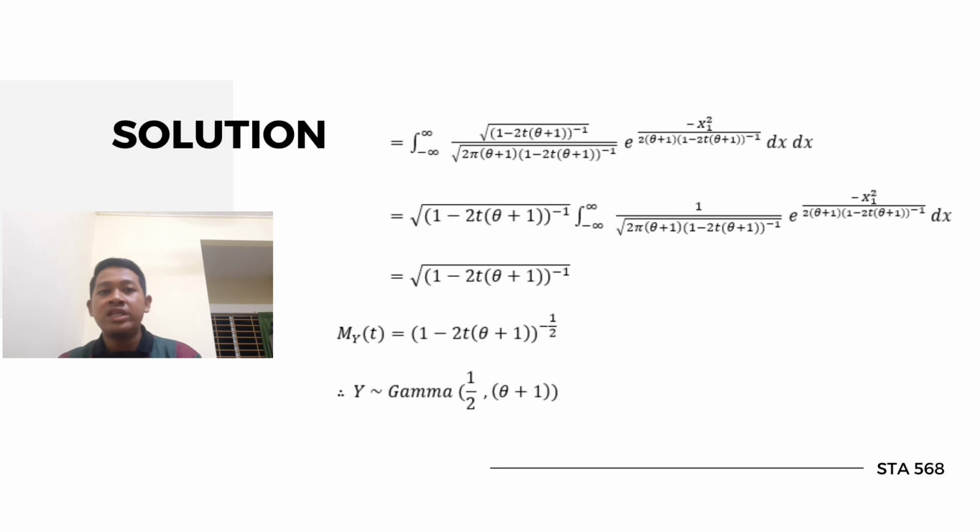We're going to change that square root into the form of a power to get 1 minus 2t times theta plus 1 to the power of negative 1 over 2. And back to the question, find the distribution of the new variable y. We can conclude that the distribution of y is a gamma distribution with parameters alpha equal to 1 over 2 and theta equal to theta plus 1.